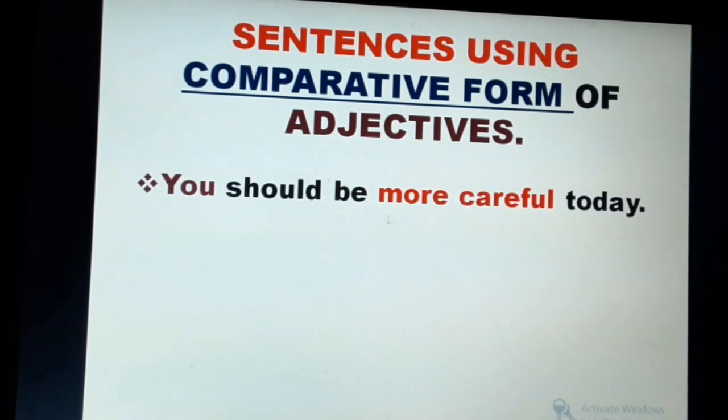You should be more careful today. Remember, we said comparative form of adjectives, the suffixes, we have more and er. So in this case, we used more careful. You should be more careful today.